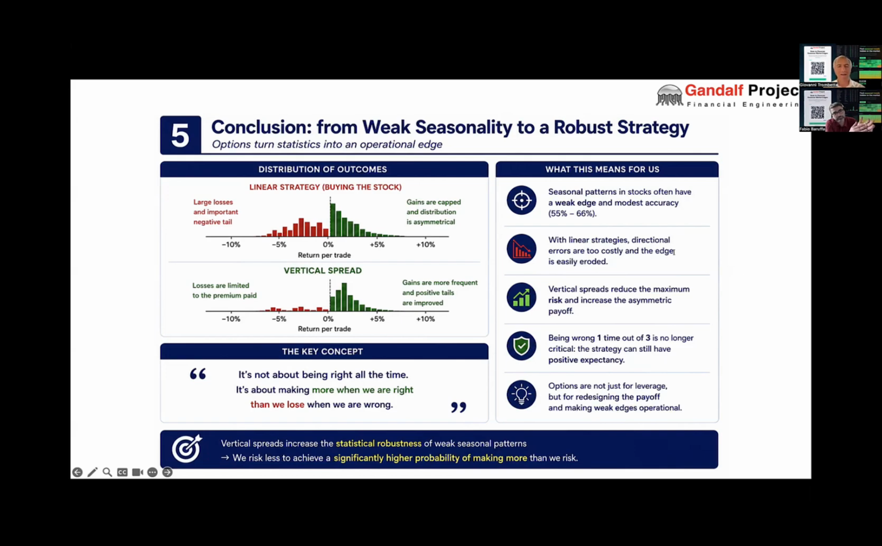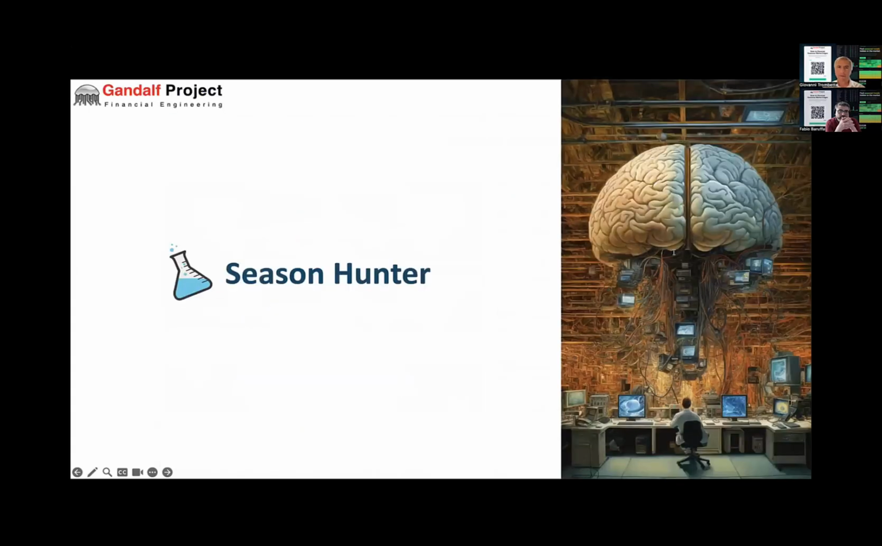This is exactly the philosophy behind the SeasonHunter, identifying recurring statistical opportunities and then evaluating how they can be transformed into robust, risk-controlled trading ideas. That's it. If you have a question, of course, we are available to answer.